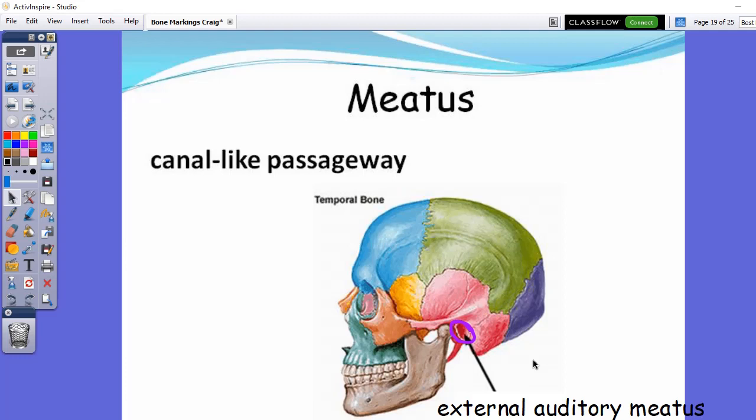They will make a connection and really transmit that sound wave to a nerve that will then travel into the temporal lobe of your brain, where your brain's going to interpret what you are hearing. But that meatus is a very tunnel or canal-like opening on the side of your head. You can see it circled in purple right there.